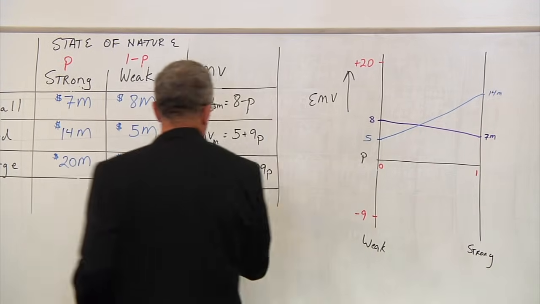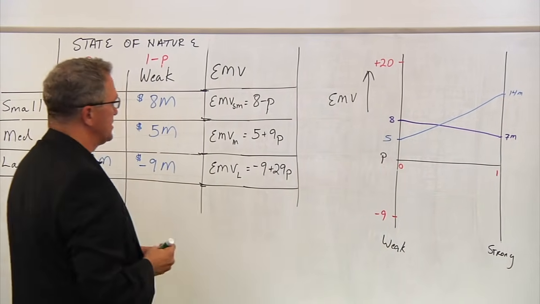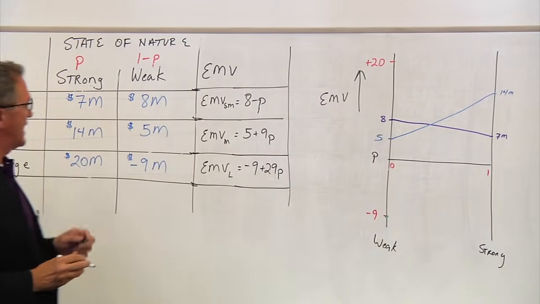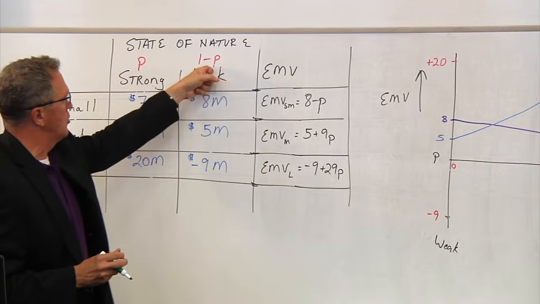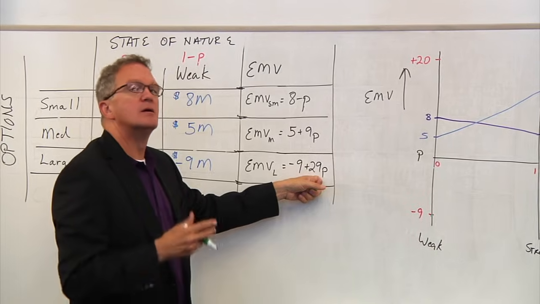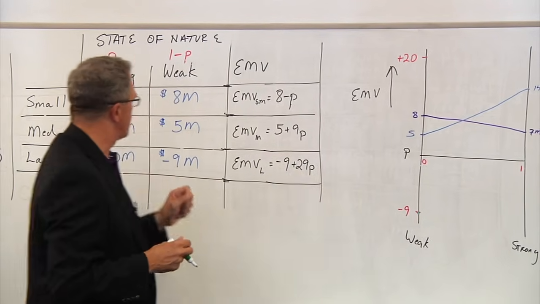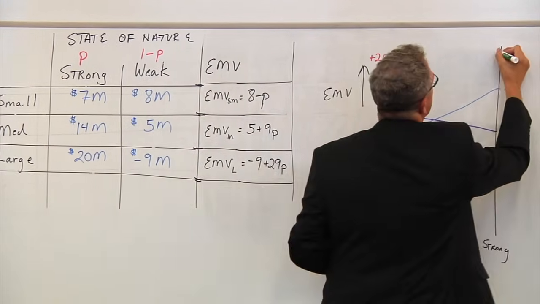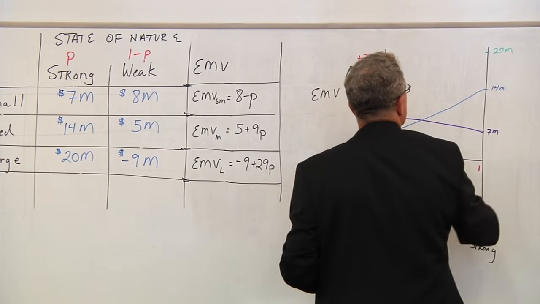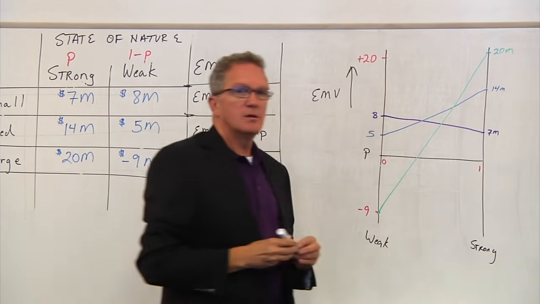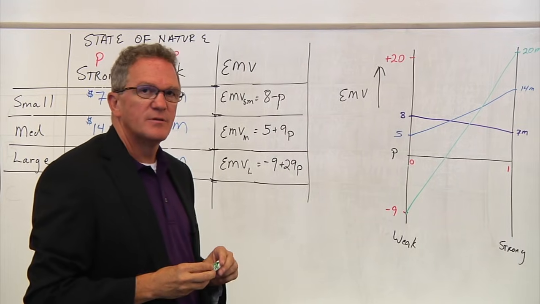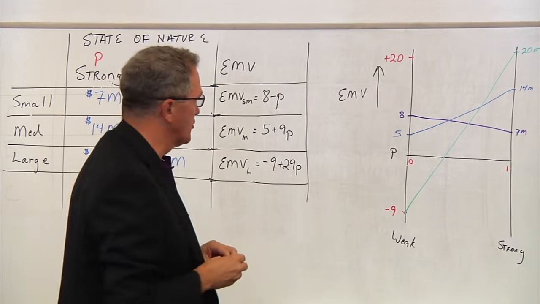My y-intercept for large is -9. If I have no chance, if P is 0, I have weak demand, I'm at -9. It goes up 29 units for every unit of P, so it goes up to 20 million on this side. Again, it's a linear function. And there we are. We now have our graph that tells us what the values are for each one.